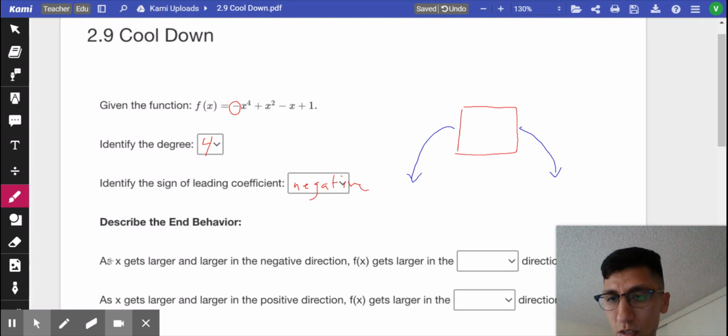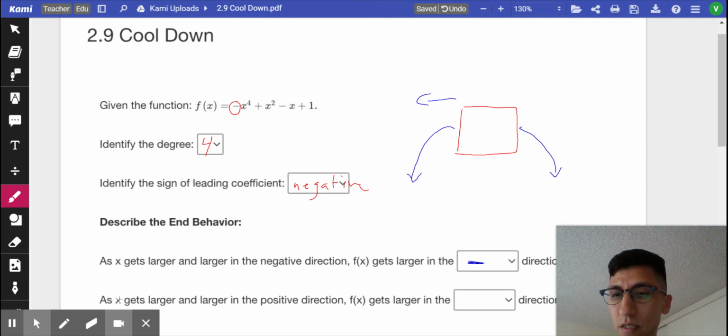So to finish these sentences: as x gets larger and larger in the negative direction, that just means as we move to the left, right? As x gets larger and larger in the negative direction, f of x, meaning the function, gets larger in what direction? Either in the positive direction or in the negative direction, and it's going down. So you should have said in the negative direction.